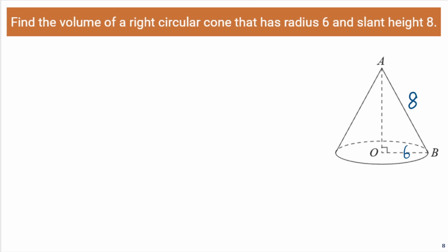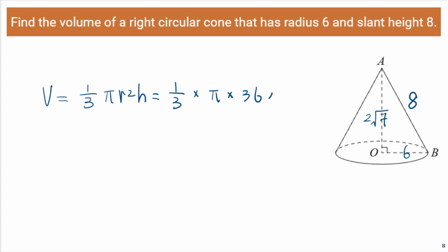Since the cone is right, angle AOB is a right angle, so according to the Pythagorean theorem, we have AO equals 2 square root 7. Therefore, the volume of the cone equals a third of pi r squared h, which is a third of pi times 36 times 2 square root 7. And this gives us 24 pi square root 7. You get it?